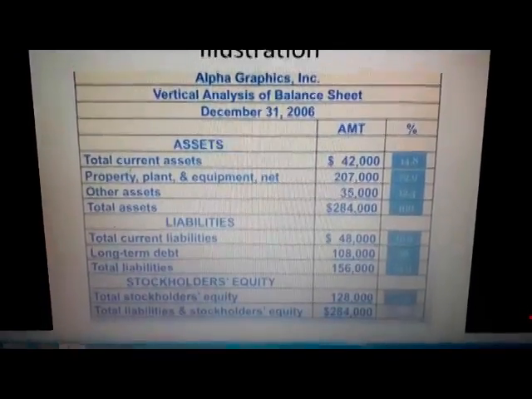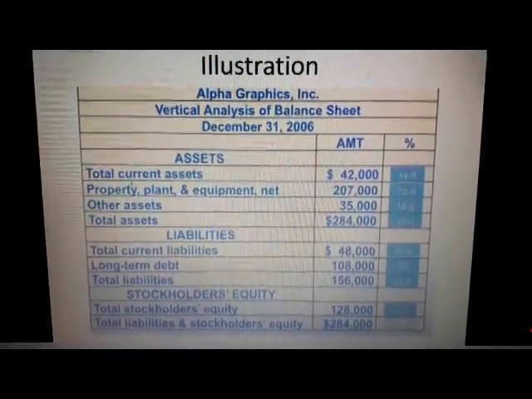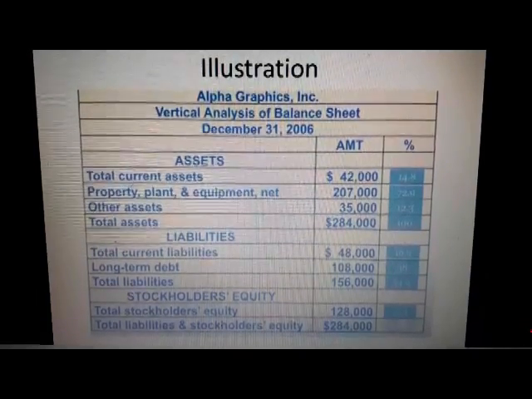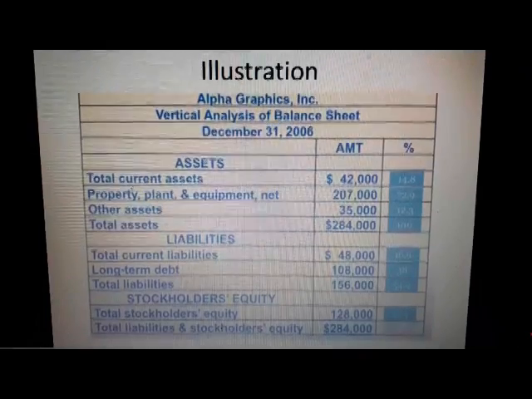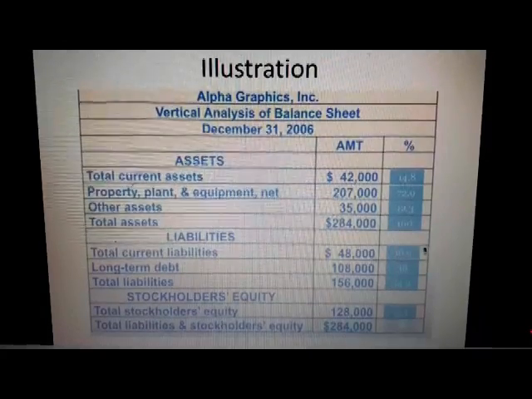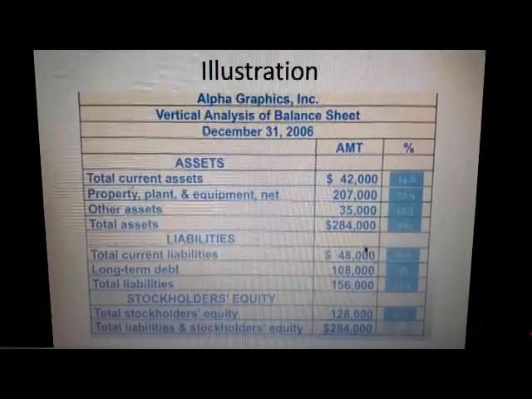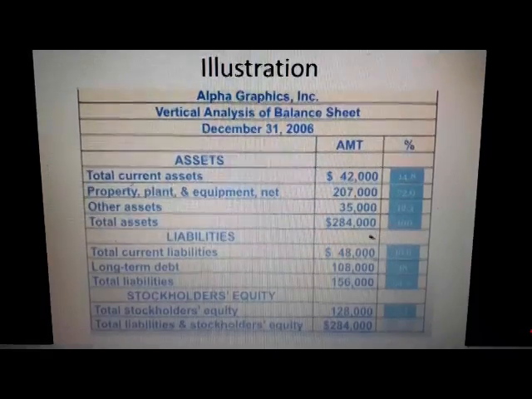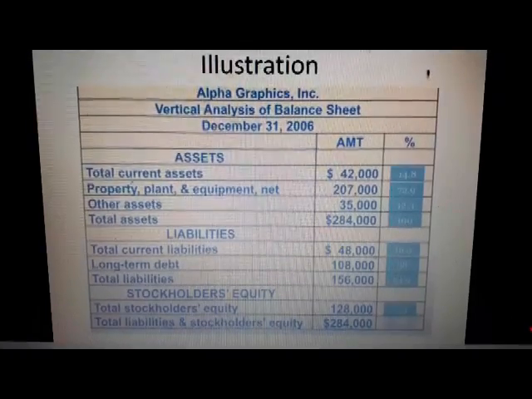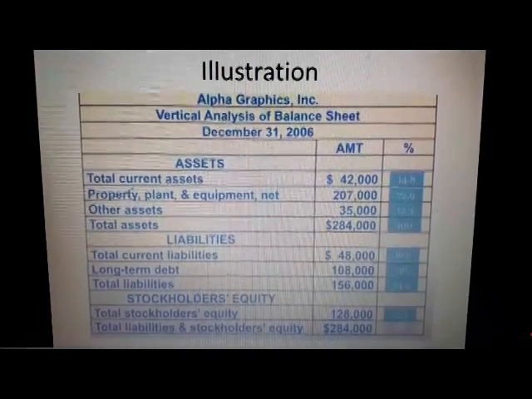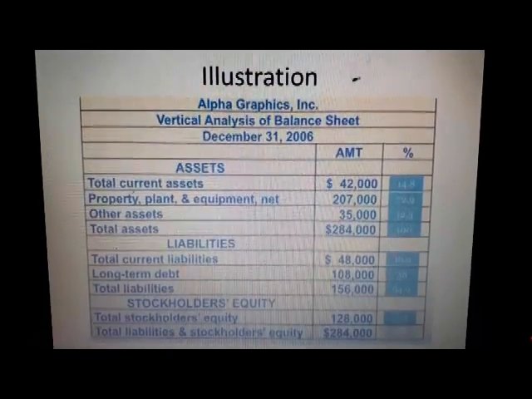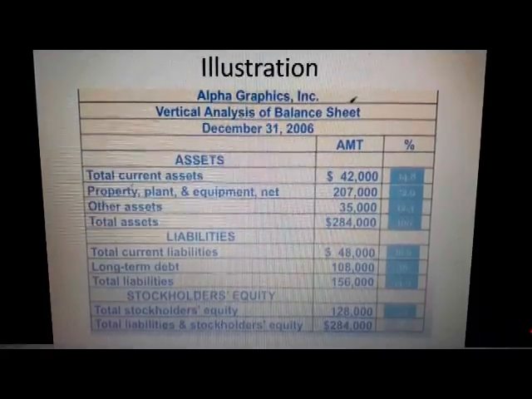So here is another example illustration. Just look here that total assets is $284,000, and among these total assets, total current assets is $42,000. So here it is 14.8%. That means 284,000 is 100%, and among this 100% we have current assets of 14.8%. Okay, and we can also think and analyze in this way by total current assets, property, plant, equipment, like this way. So you will find the same here in the same way.